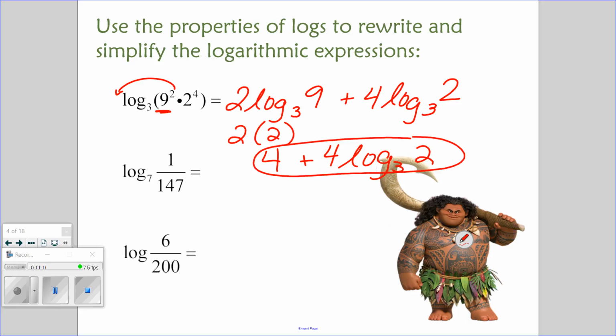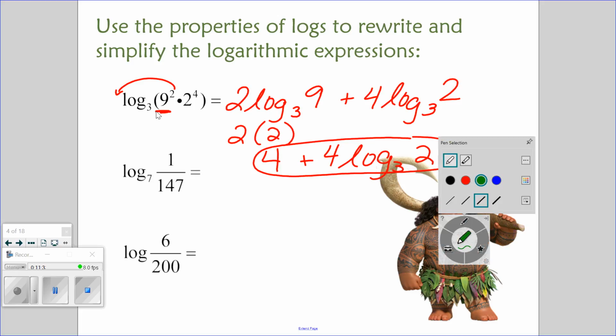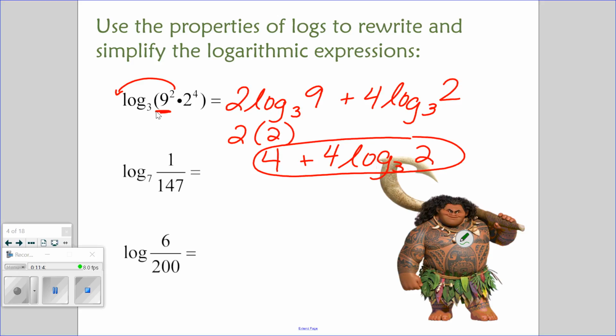The ones you can simplify, do. If you can't, you can't. But it's really telling me if you can do that evaluation part as well. Okay, how about the next one? Log base 7 of 1 over 147. All right, so right away, we have log base 7. It's a division problem. How do I separate those? With subtraction. 1 minus log base 7 of 147.